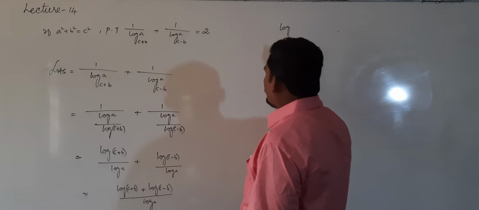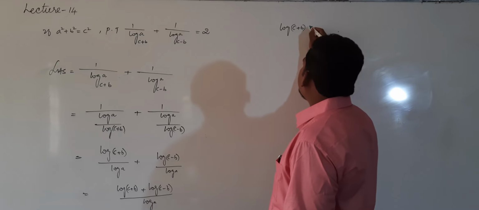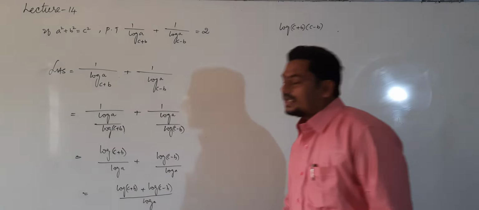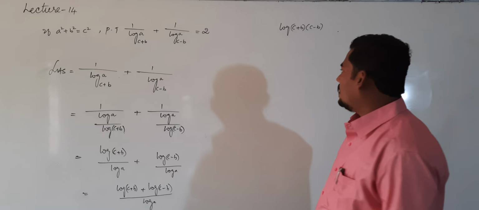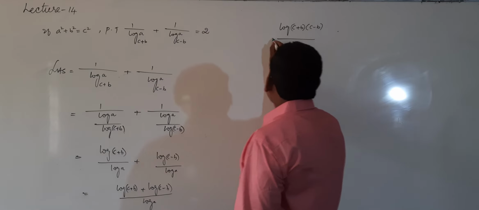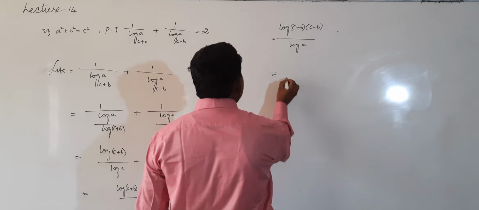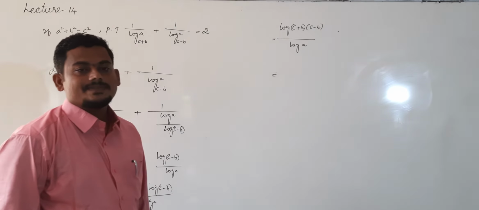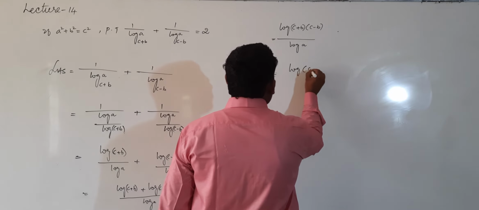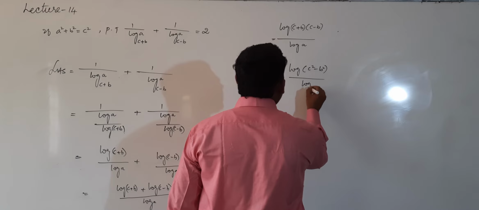Means log of c plus b into c minus b. Log m plus log n is log mn. Divided by log a remains as it is. Then c plus b times c minus b is c square minus b square, that is like a plus b and a minus b. So we get log of c square minus b square divided by log a.